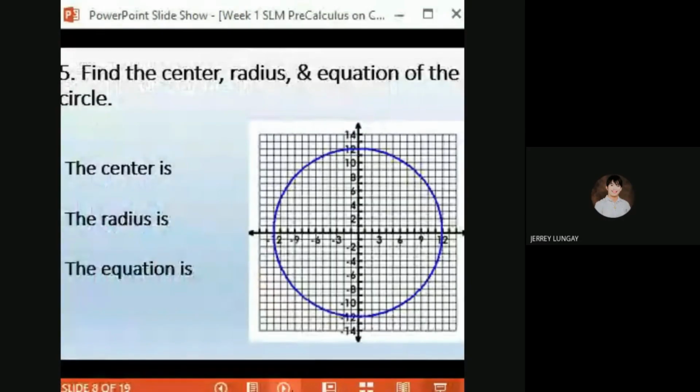Class, this one is familiar. Find the center, radius, and equation of a circle. What are the coordinates of the center? Very good, 0, 0. It is clearly 0, 0, right in the middle. But take note again that the center of a circle is arbitrary. It does not mean that 0, 0 is forever our center. It can be 3 and 2. It can be many points that can be seen on the X and Y coordinates, class.